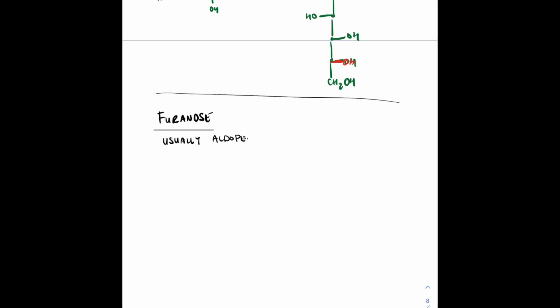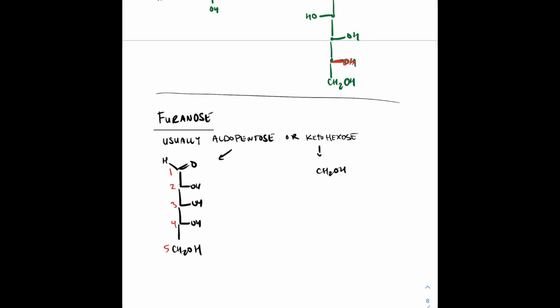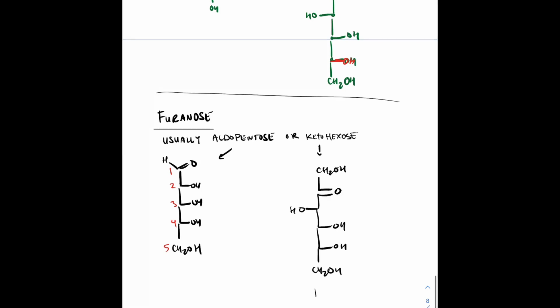So furanose is usually going to be created from aldopentoses, which means that you'll have a 5-carbon chain for your sugars, and an aldehyde in the terminal position. Or it could be from a keto hexose. Now, what does a keto hexose look like? Remember, in the beginning, if the carbonyl group was at the 2 position, then it had to be a ketone, and so we will have a 6-carbon chain with the ketone at the 2nd carbon.